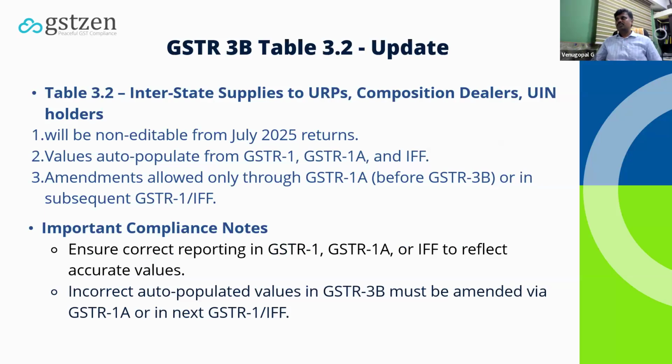Then 3.2, which is an information table on interstate supplies to unregistered persons, composition dealers, and UIN holders. Even this will not be editable. So this also has to be routed through GSTR1. Table 7 B2C, you have to segregate place of supply wise reporting, basis that this data would get auto-populated.